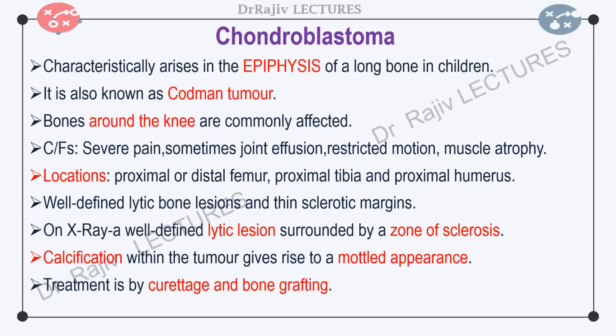Chondroblastomas are well-defined lytic bone lesions with bone destruction and thin sclerotic margins. On X-ray, there is a well-defined lytic lesion surrounded by a zone of sclerosis. Calcification within the tumor gives it a mottled appearance. Treatment is curettage and bone grafting.